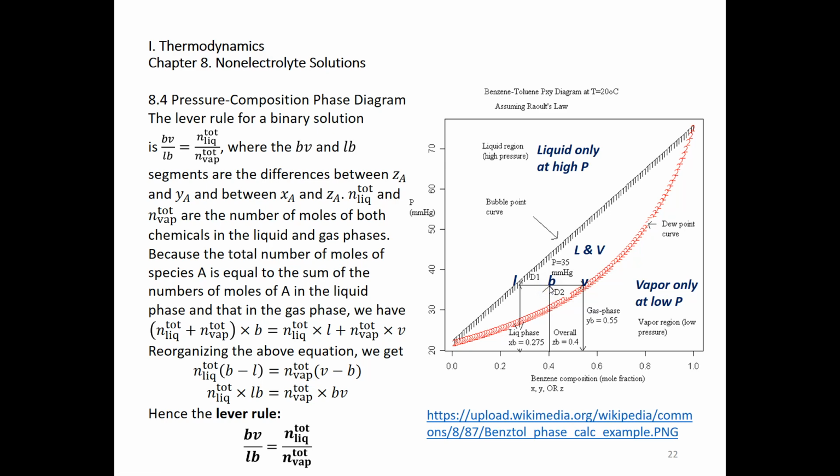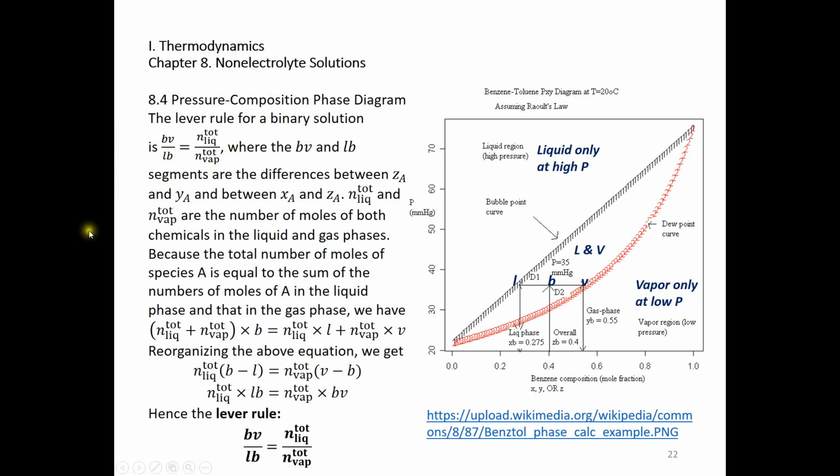Now we're going to prove an important rule. It's called the lever rule for the binary solution. It says BV over LB, that's the ratio between this segment BV and LB, this segment, is equal to the total number of moles in the liquid phase divided by the total number of moles of the gas phase. When I say total, that means over here on top, it's the number of moles of benzene plus the number of moles of toluene in the liquid phase. In the bottom, it's again the number of moles of benzene plus the number of moles of toluene in the gas phase.